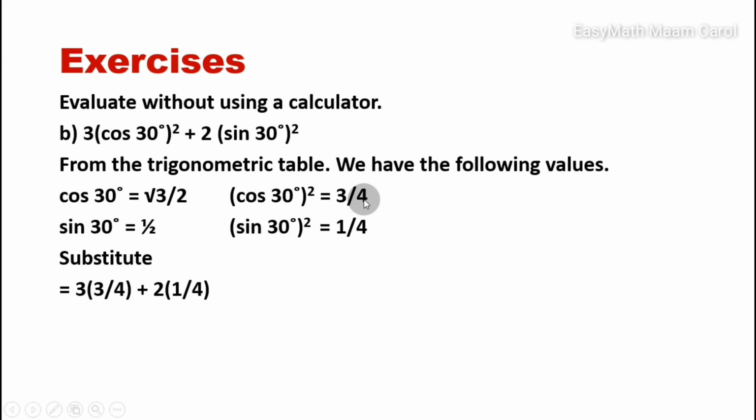So, meron tayong 3. Multiply natin sa 3/4 plus 2. I-multiply natin sa 1/4. So, what happens is 3 times 3 equals 9. 'Di ba? Yung whole number, minumultiply sa numerator lang. So, 9 over 4 plus 2 times 1 is 2 over 4. Tapos add natin siya. Wala namang problema sa adding kasi same denominator sila. So, 9 plus 2 equals 11 over 4. Para sa akin, that's already the answer in its simplest form. Pero pagka gusto ni teacher ng decimal, i-divide nyo na lang siya, 11 divided by 4. So, yun na yung magiging final answer nyo.